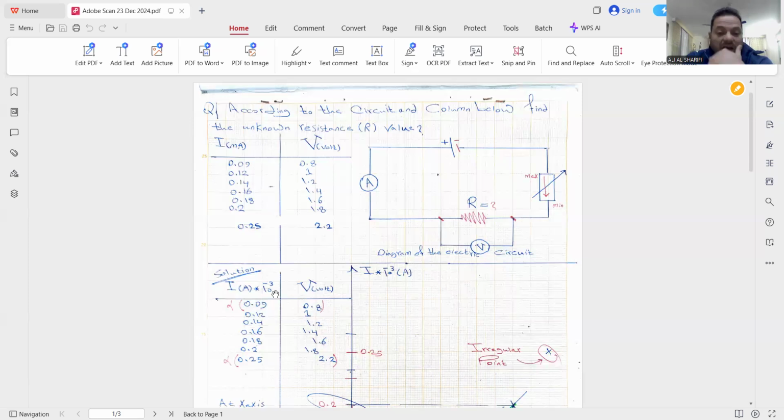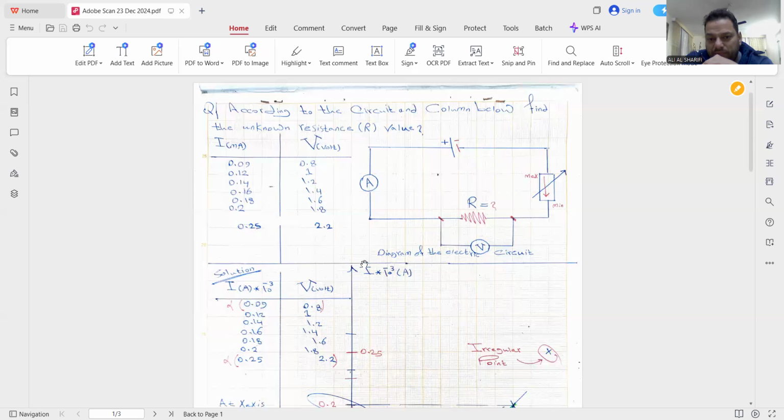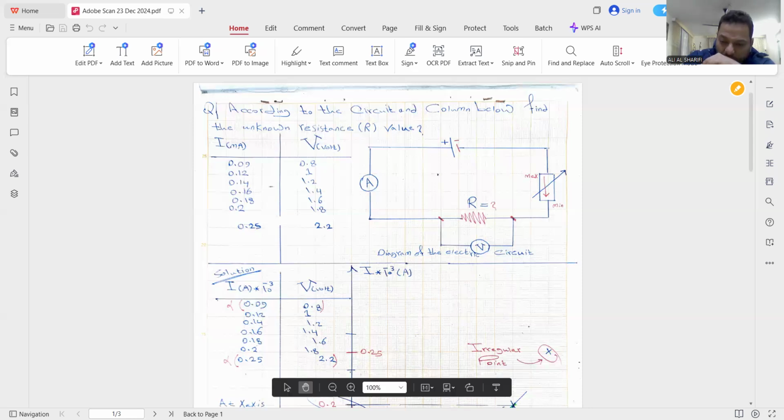By that, I will write the whole column like that and multiply by 10 to the power minus 3. Or, according to writing this column again, I can directly put 10 to the power minus 3 to be in ampere. That means here ampere, here volt. By this, I can calculate the resistance in ohms.